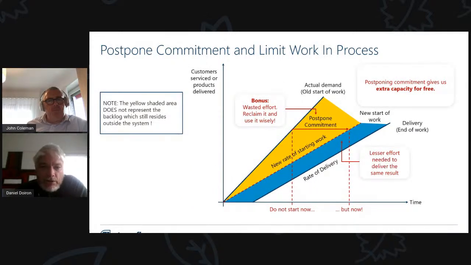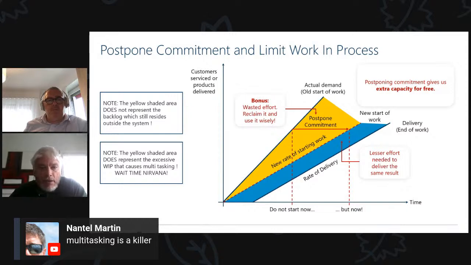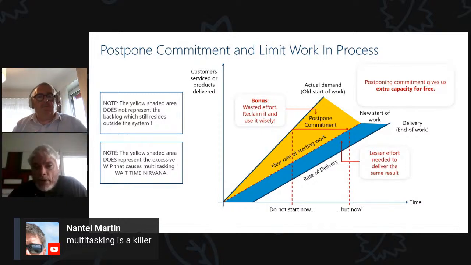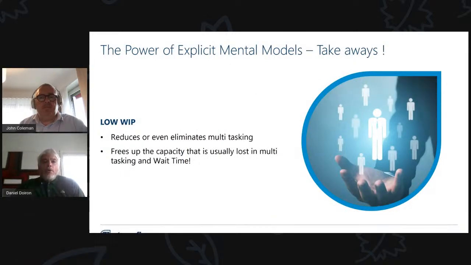Note that the shaded yellow area is not the backlog. The backlog is still outside the system. And the yellow area is also wait time nirvana. This is where wait time loves to be, when there's a lot of work, there's a lot of WIP, there's a lot of context switching. This is where the bad stuff goes and thrives. So what are the benefits of low WIP? Well, low WIP reduces or even eliminates multitasking, and it frees up the capacity that is usually lost in multitasking and wait time.